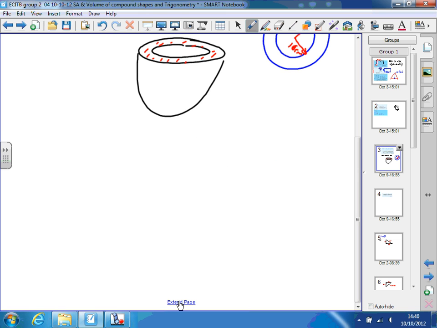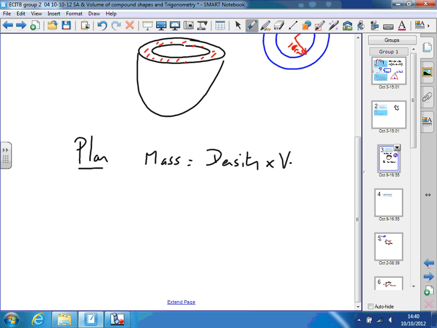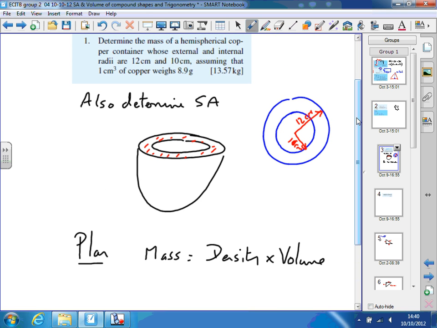So we can already see that planning it involves finding the right formula, okay? Mass equals density times volume. And in fact, we've been given the density of this material because 8.9 grams of it weighs as a massive volume of 1 cubic centimetre. So this actually is the density. The density is 8.9 grams per cubic centimetre.